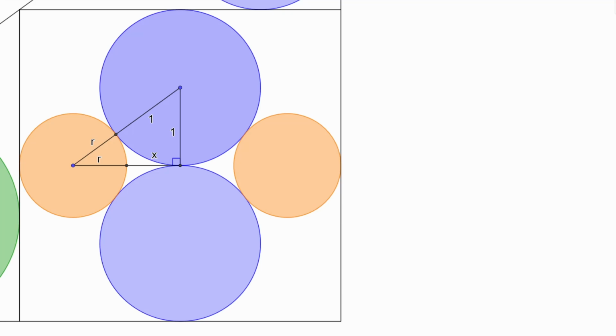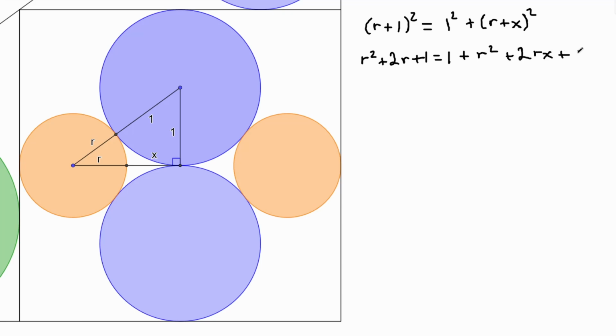Using the notation in the image, we get the following using the Pythagorean theorem. We get that r plus 1, which is the length of the hypotenuse in the image, squared is equal to 1 squared plus r plus x squared. And now what happens when we expand both of these squared terms? We get r squared plus 2r plus 1 is equal to 1 plus r squared plus 2 times r times x plus x squared.